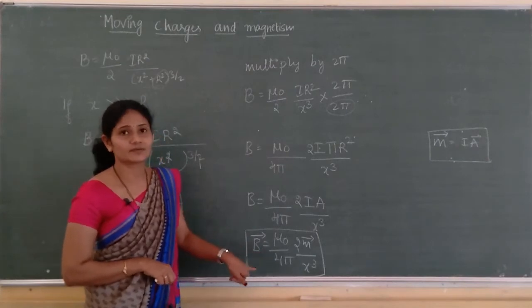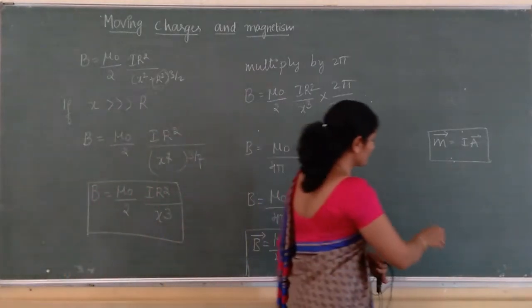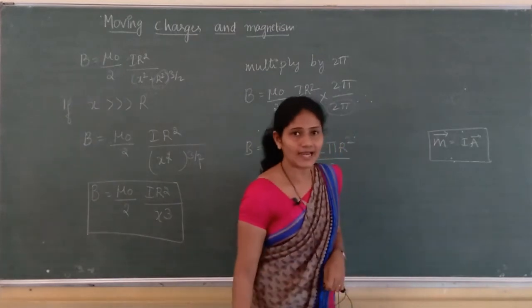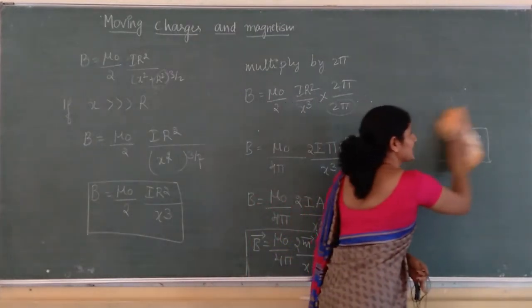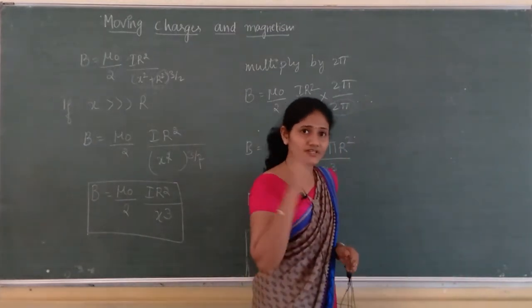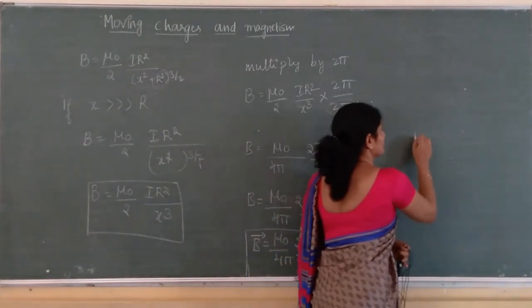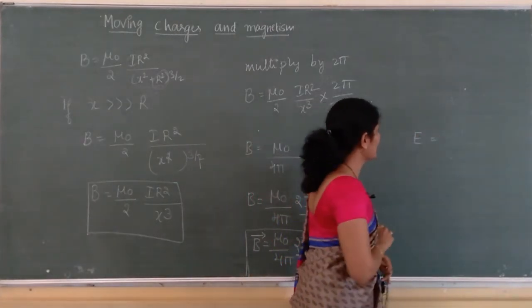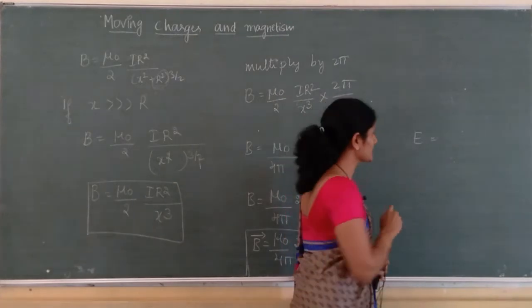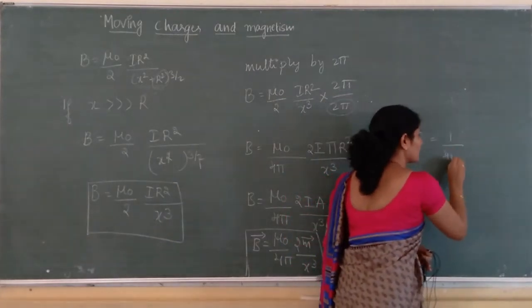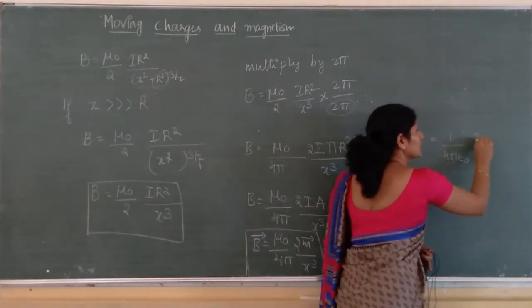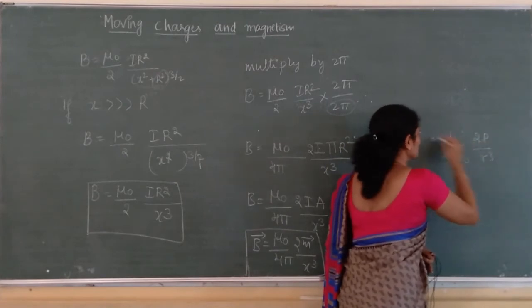Similar to this, we have the relation between electric field and electric dipole moment. In the first chapter, we derived one expression, that is E is equal to 1 by 4 pi epsilon naught 2 p by r cube.